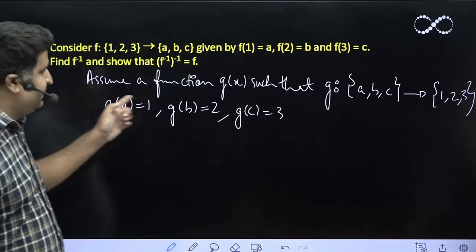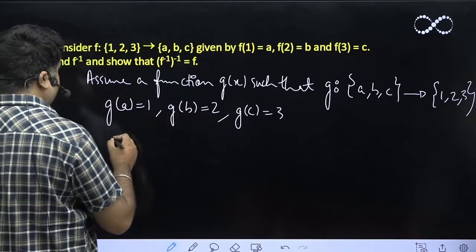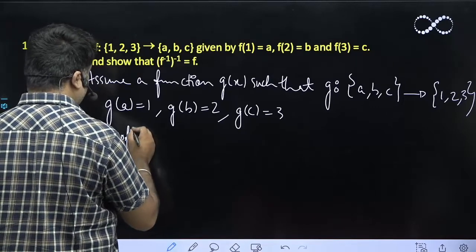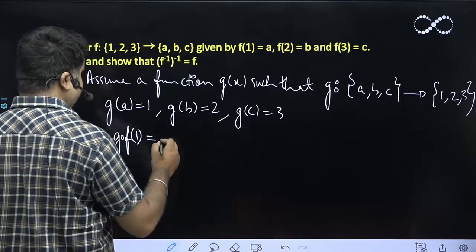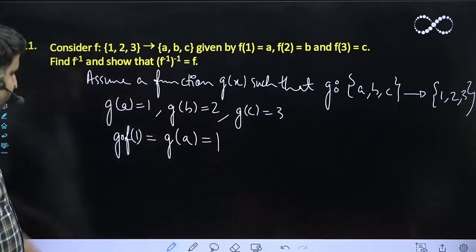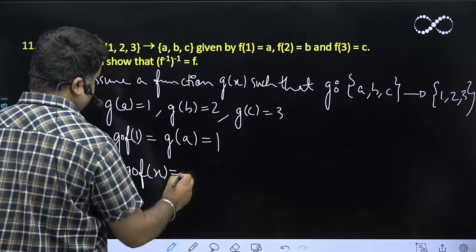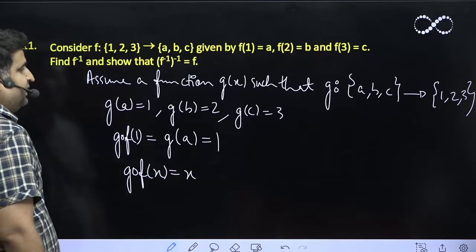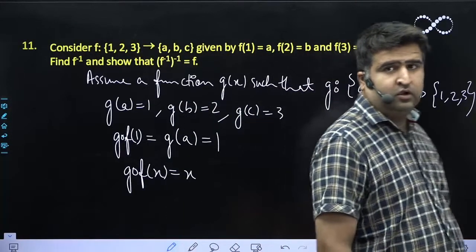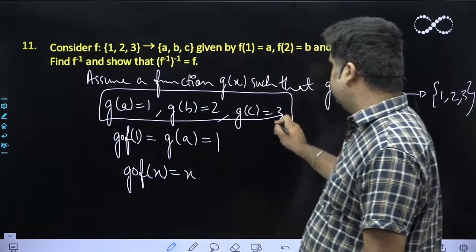So if we take such a function g(x) which is satisfying this condition, then what will be g of f of 1? So g of f of 1 will be g of a, which will be equal to 1, right? So therefore in this case g of f of x will be equal to x, and similarly f of g of x is equal to x in both cases. So this will be the inverse function of f(x).